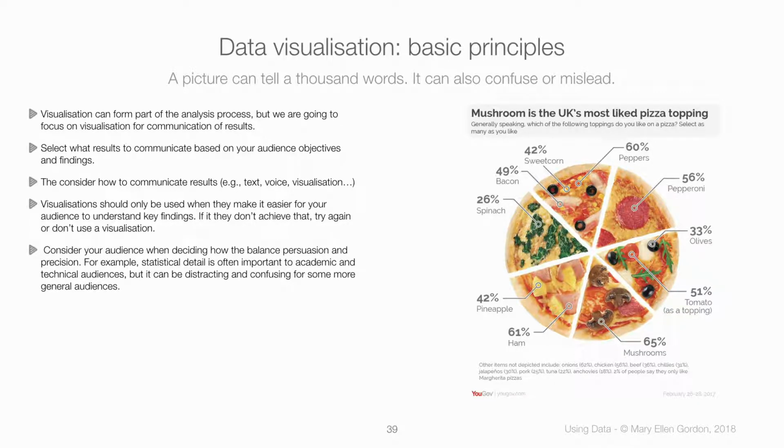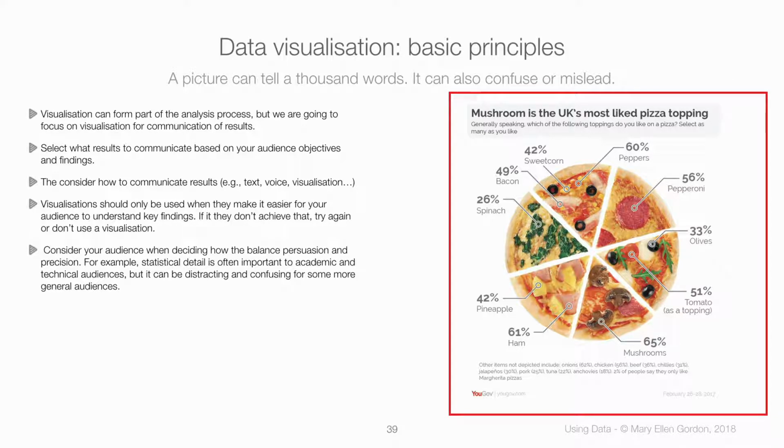We've all probably heard the expression, "a picture can tell 1,000 words," but it's really important to recognize that it can also confuse and mislead. To be convinced of that, all you really need to do is take a look at this graphic, which is supposed to be showing the UK's most popular pizza toppings. But as you can see, there's all kinds of things that make this really confusing.